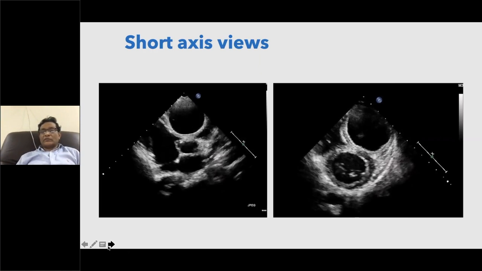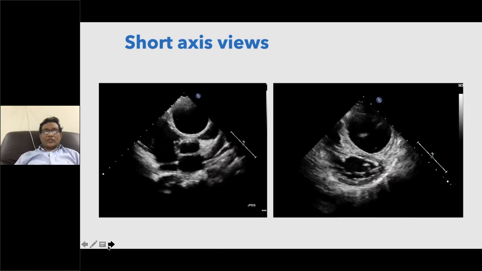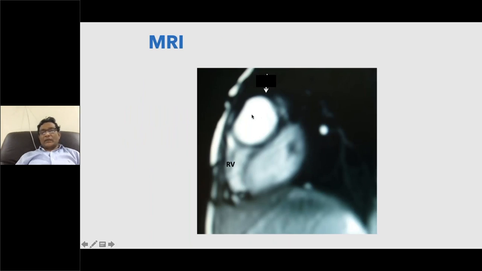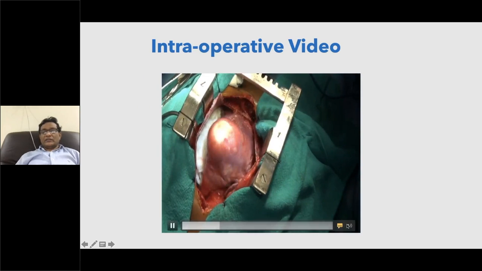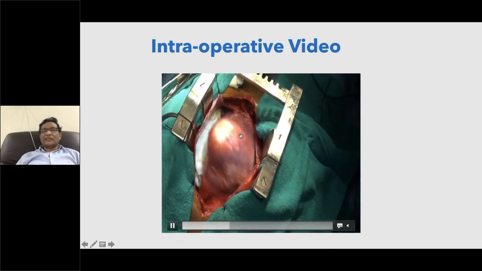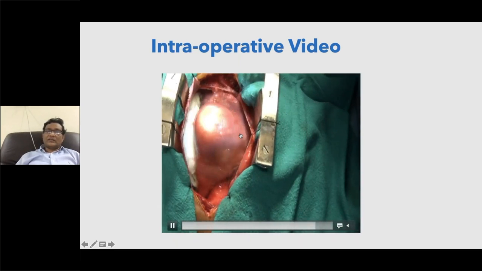So we don't have a real diagnosis, right? It may be a cyst, it may be double chambered right ventricle, it may be congenital diverticulum, traumatic pseudoaneurysm, or acquired cyst. So we did MRI. MRI is showing only cyst and cavity. Then you can see we opened that. This is nothing but a hydatid cyst of the heart.